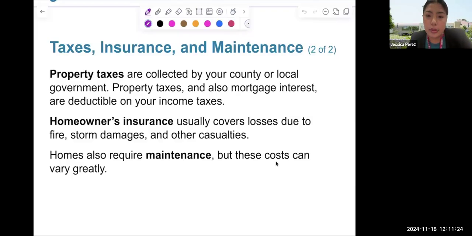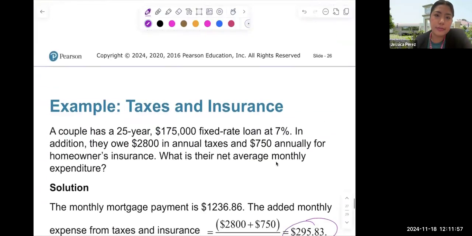There's also homeowners insurance. You need to have that homeowner's insurance for the lender's purposes, making sure that if your house goes on fire, anything of that nature, it usually covers losses due to fire, storm, and other casualties. So things that are outside your control. Homes also require maintenance, but these costs can vary. Of course, if you want to do maintenance or a renovation on your house, you have to let the government, the county, and all the good stuff know.